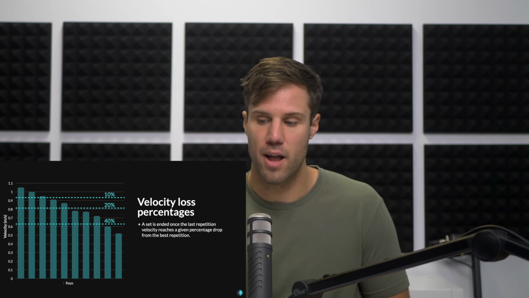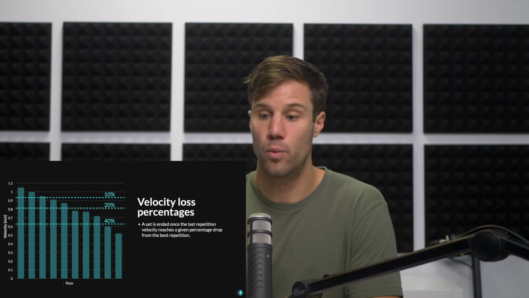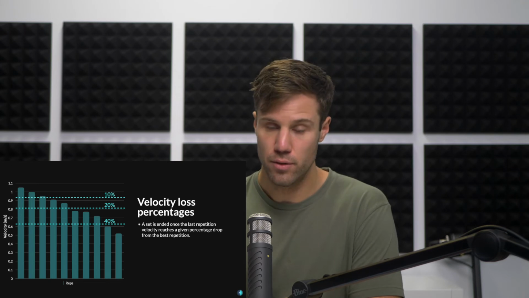At 40%, we're looking at more like an 8, maybe a 9 RPE. So you can see that 9th rep is just below 40%. So depending on what threshold we set, what percentage of velocity loss we allow in a set, will depend on how many reps we do, how many we complete, and how close we get to our point of failure.